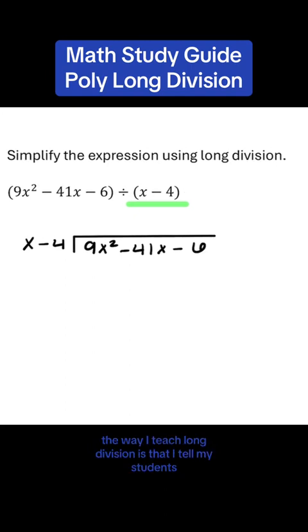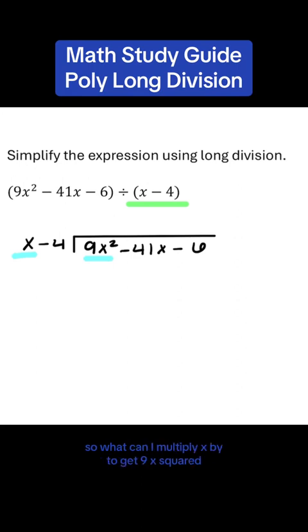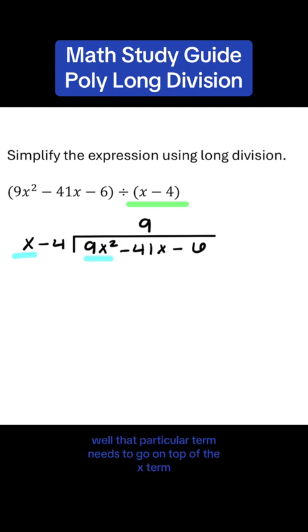Now, the way I teach long division is that I tell my students, look at this first term and the first term under the house, right? So x times what gives me 9x squared? What can I multiply x by to get 9x squared? Well, that would be 9x. That term needs to go on top of the x term.